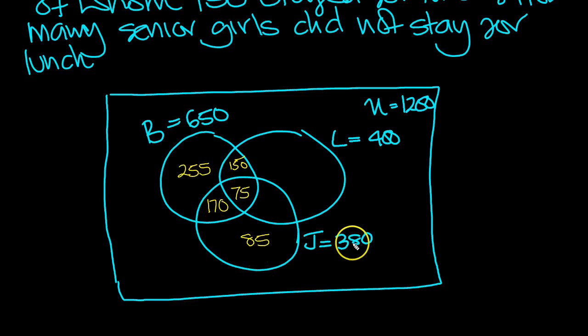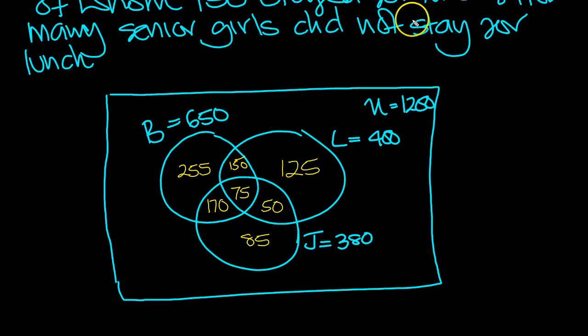This circle here adds up to 380. 85 and 75 is 160. Add 170 is 330. We need 50 more. Again, check that on a calculator if you need to. This circle adds up to 400. So at the moment we've got 275. We need another 125 more to add up to the 400. Again, check on the calculator that is the case.